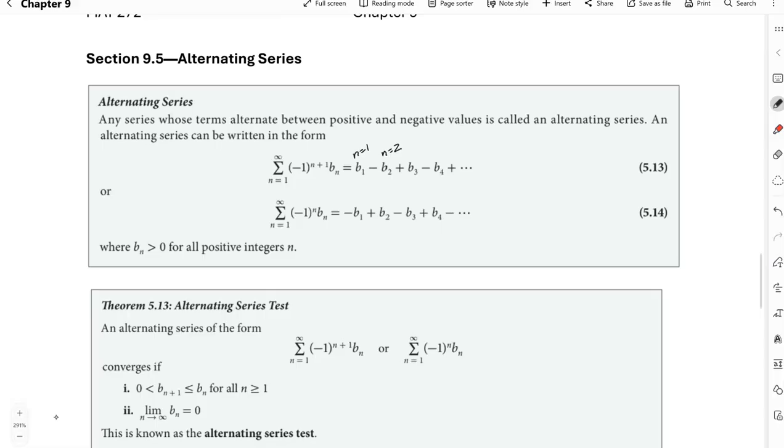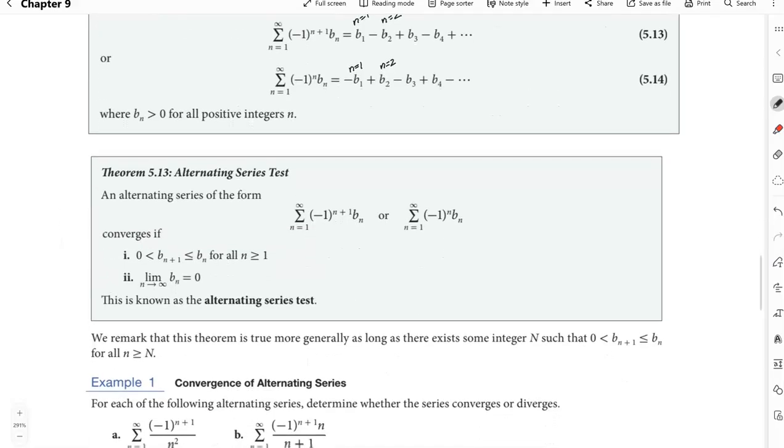We could also write it as the sum from n equals 1 to infinity of negative 1 to the n times some sequence b sub n. So here, when I plug in 1, I'm going to have negative 1 to the first power, which is negative. And that next term, I'm going to have negative 1 to the second power, which is positive. And we're going to bounce back and forth, negative, positive, negative, positive. So in either way, I'm going to end up with this alternating series where I'm bouncing back and forth between positive numbers and negative numbers.